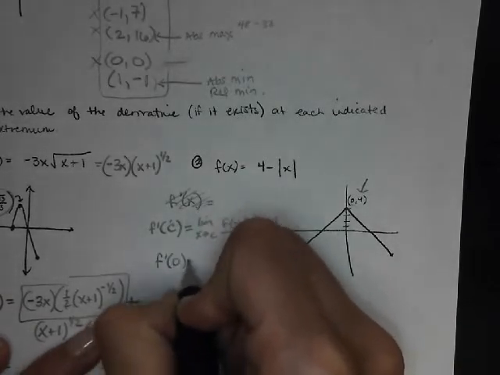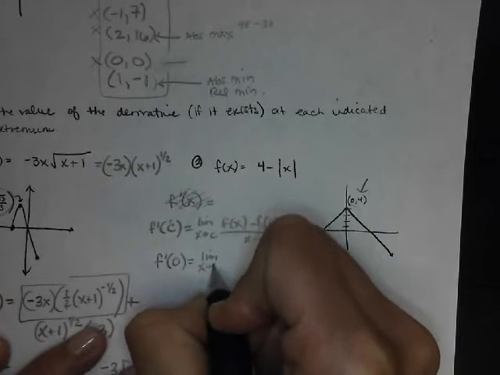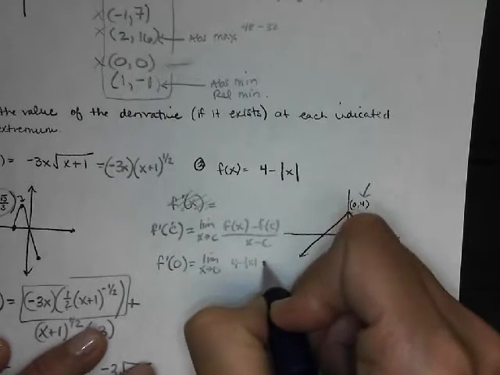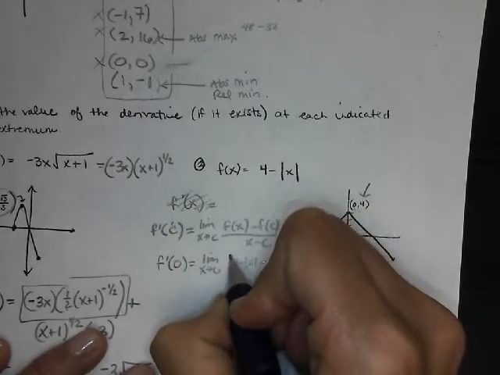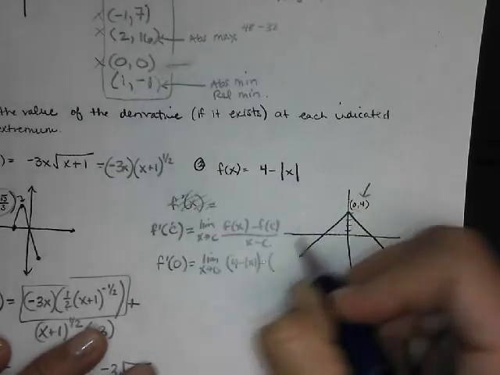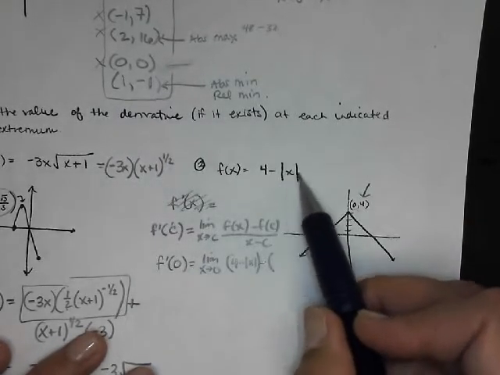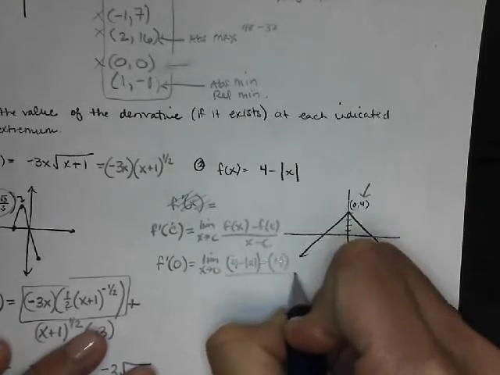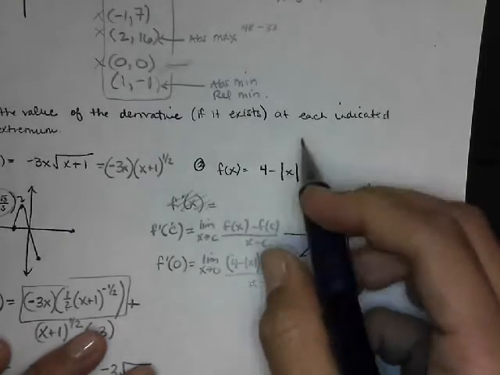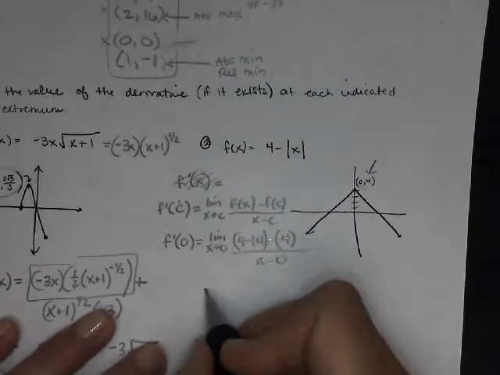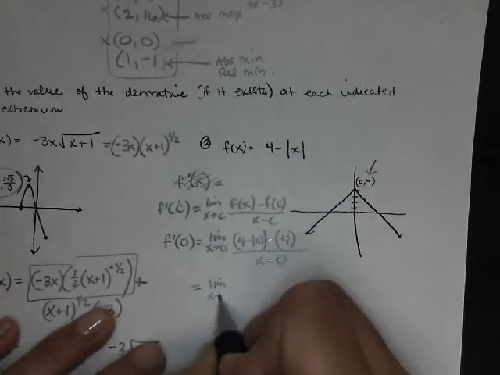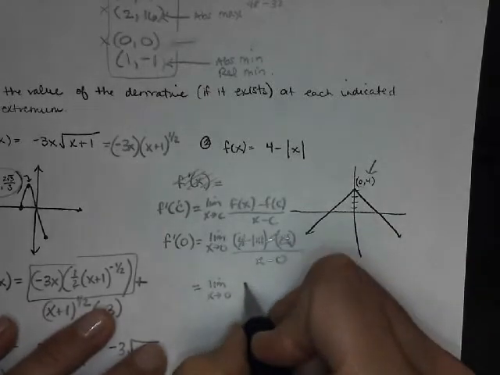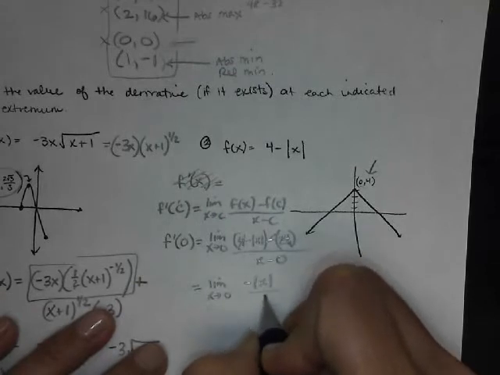So f prime of 0 equals the limit as x approaches 0 of our f of x is 4 minus absolute value of x minus, I'll do this, f of c, which is plugging in a 0. If I plug in a 0 here, I'm just going to have 4 minus 0, which is 4, all over x minus my c value of 0. So when we simplify this up so that we can take the limit, up top the 4 minus the 4 will cancel. We'll have the negative absolute value of x over x.